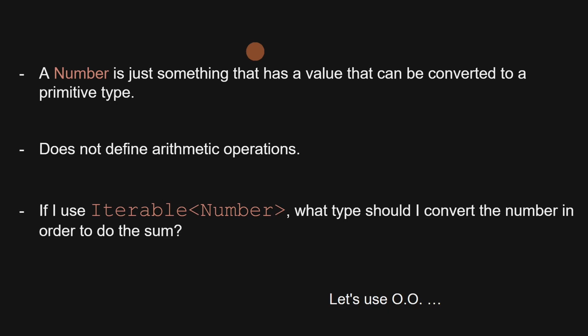So even if I convert my old code to use an interval of Number, I don't know what type I should convert the number to in order to do the sum. And even if I convert everything to a double, I still might lose precision with longs, BigDecimals, etc. So let's try to use object orientation to solve this problem.